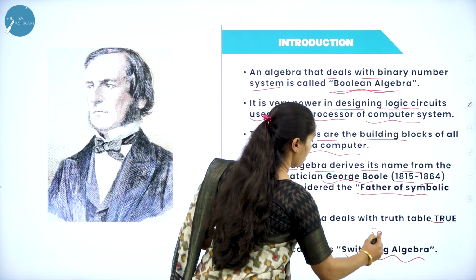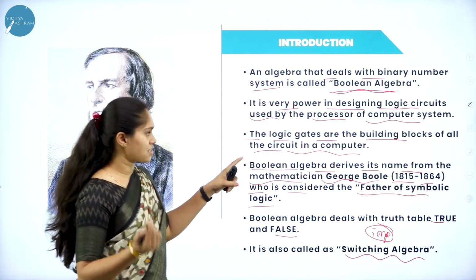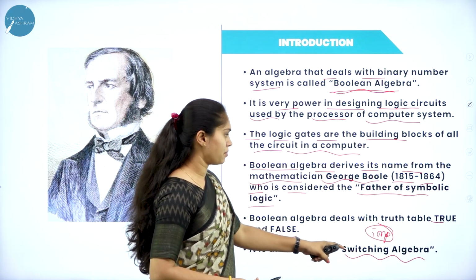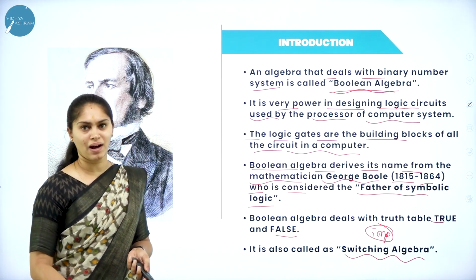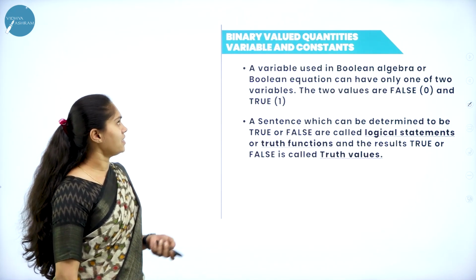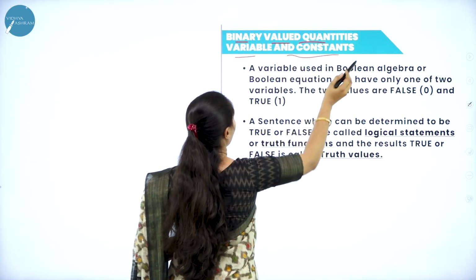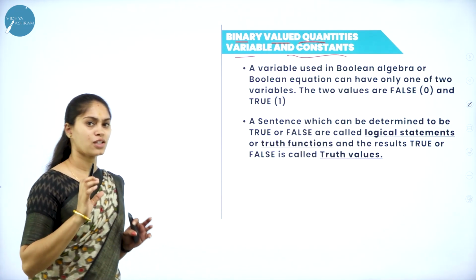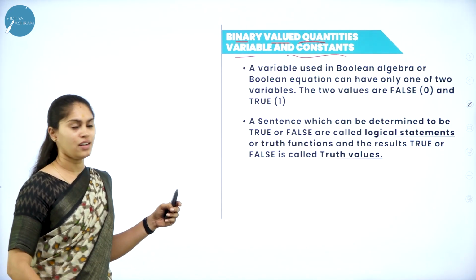Very, very important question. What is the another name for this Boolean algebra? It is considered as switching algebra or symbolic logic. So this is the introduction part of this chapter. We'll see the next part, that is binary valued quantities, variables and constants. So what do you mean by variable here? What do you mean by constant with respect to Boolean algebra?